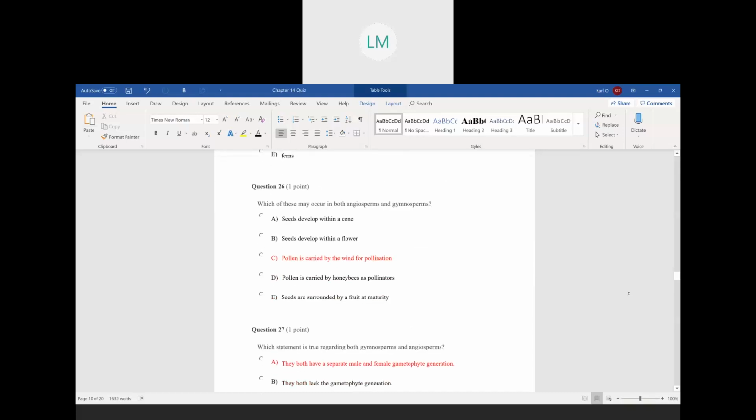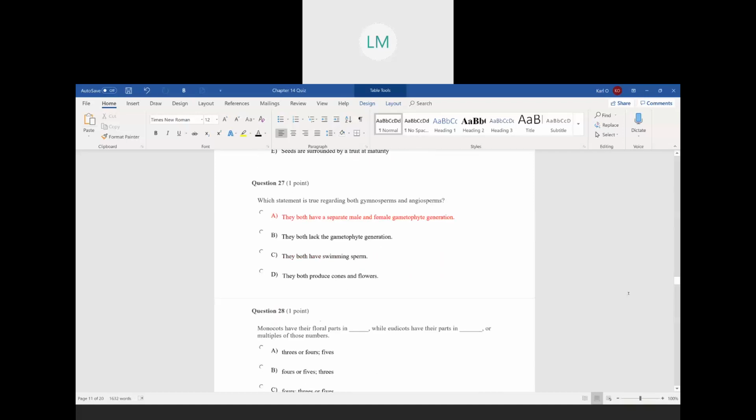Question 26. Which of these may occur in both angiosperms and gymnosperms? Choice C is the correct answer here. Pollen is carried by the wind for pollination. So this is typically how all gymnosperms are pollinated, but some angiosperms can be wind pollinated as well.